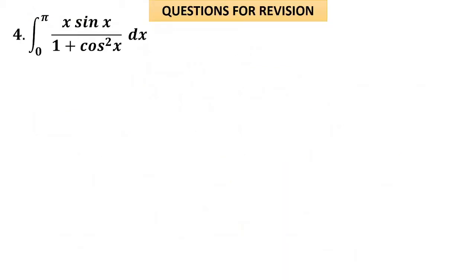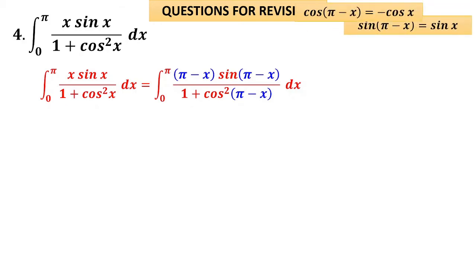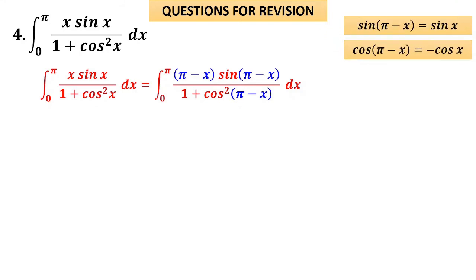Let us move on to question number 4, where integral 0 to pi of x sin x by 1 plus cos square x. We will apply the same property because we are observing here lower limit is 0, upper limit is pi. Replace wherever x comes as pi minus x: pi minus x into sin of pi minus x by 1 plus cos square of pi minus x. Now we have to identify what is sin pi minus x. It is sin x. Cos of pi minus x is minus cos x. But there is a square there. Therefore, it will become pi minus x into sin x by 1 plus cos square x only. No change in the sign.